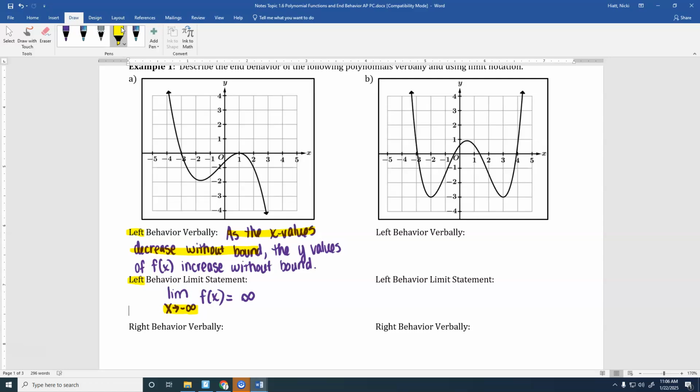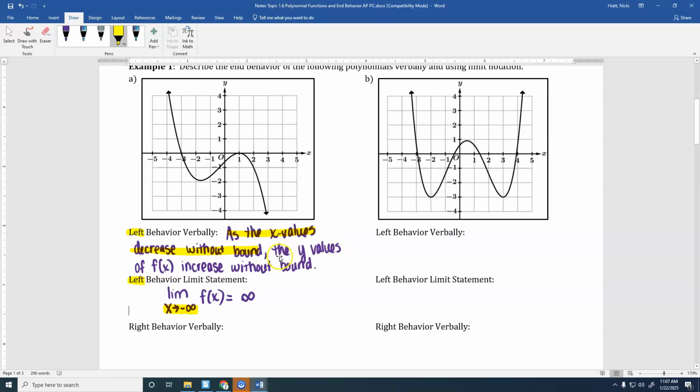Yes? How do you know, by looking at the graph, when you said the x values decrease? That part, if they ask you for the left side of the graph, you'll just always use that phrase. Because if you're looking for the left side, as you go to the left on the x-axis, your x values are decreasing. So that part right there will always be the same if they're asking you for the left side.